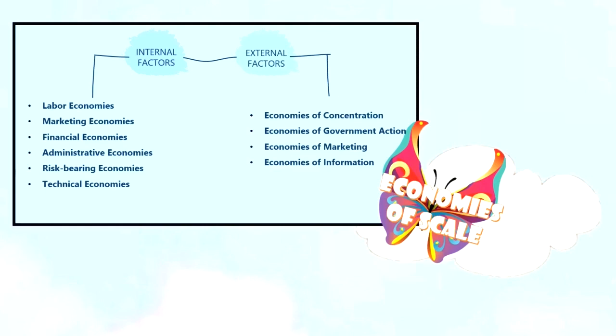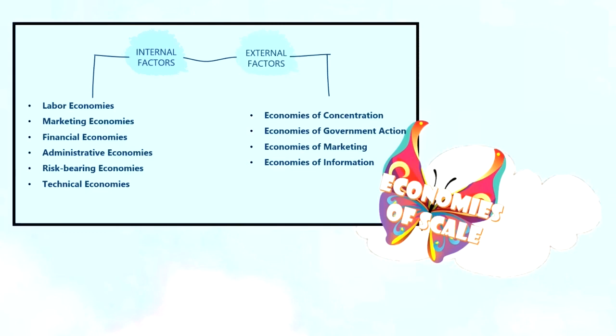Next, administrative economies. Also, the large firm can set up different departments according to their needs, such as sales department, personnel department, quality control department, and more. So it can employ professionals to identify the advantage of the workers.